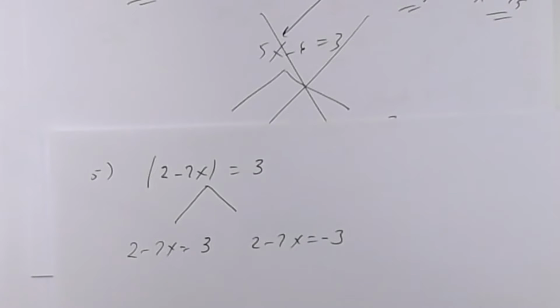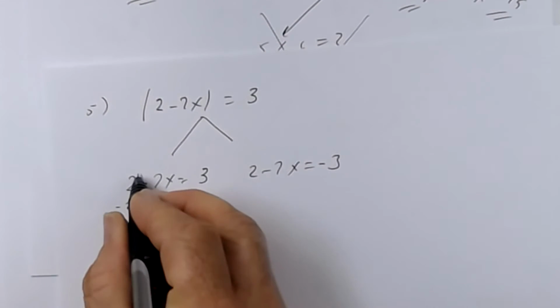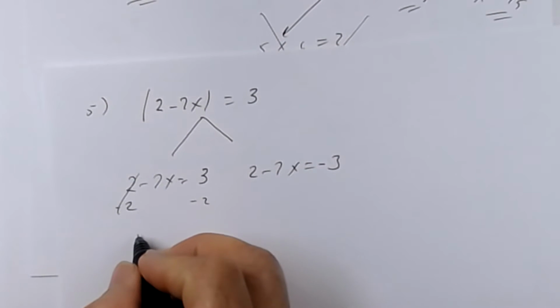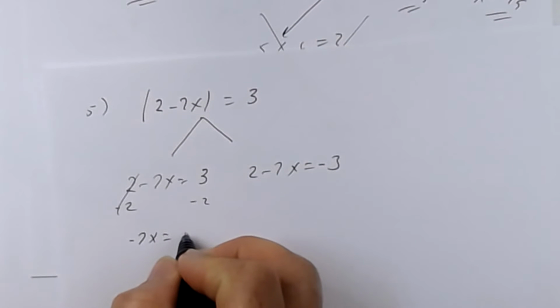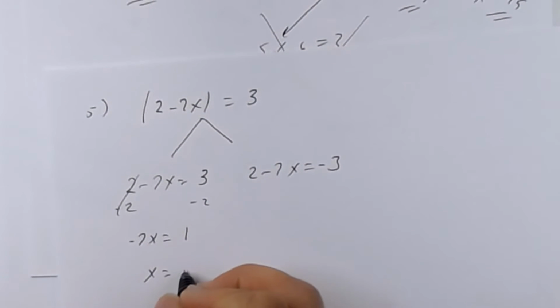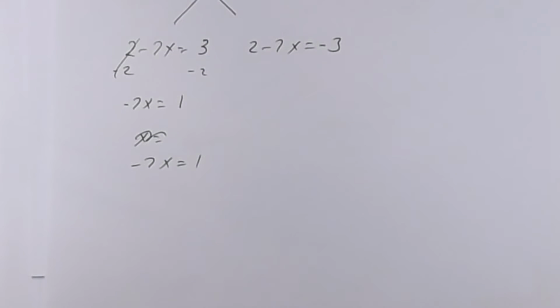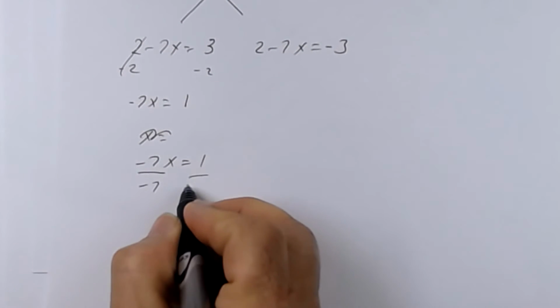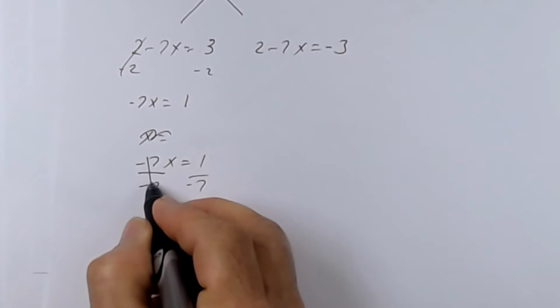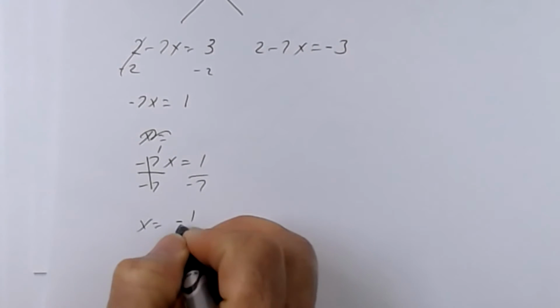So in the first one, what are you going to do? Subtract 2. So I get not 7x, but negative 7x equals 1. And so therefore, what does x equal? Divide both sides by negative 7. I'm going to go ahead and rewrite it. I'm going to actually divide by negative 7. So what you do to one side, you do to the other, right? So negative 7 divided by negative 7 is 1. 1 times x is x, but that's equal to negative 1/7.